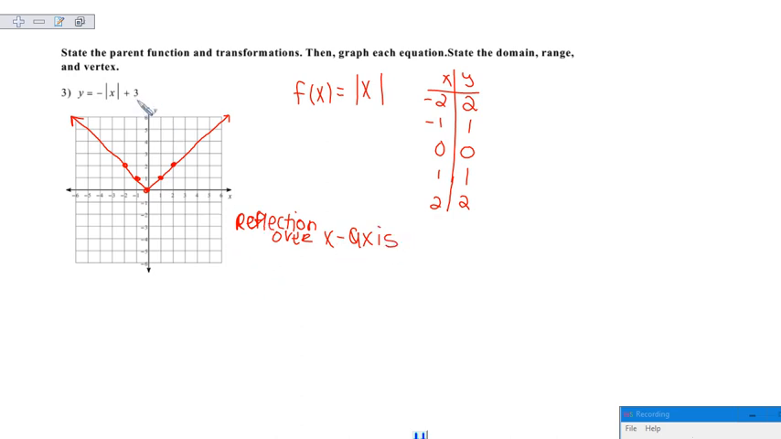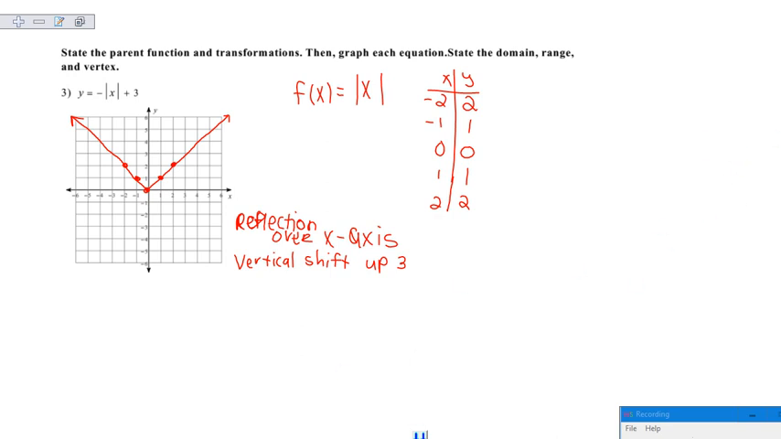And +3, notice that is outside the interior of the function. Outside the interior of the function, that is a vertical shift up 3. So that means I need to reflect this graph over my axis, and then I need to shift it all up 3 points.